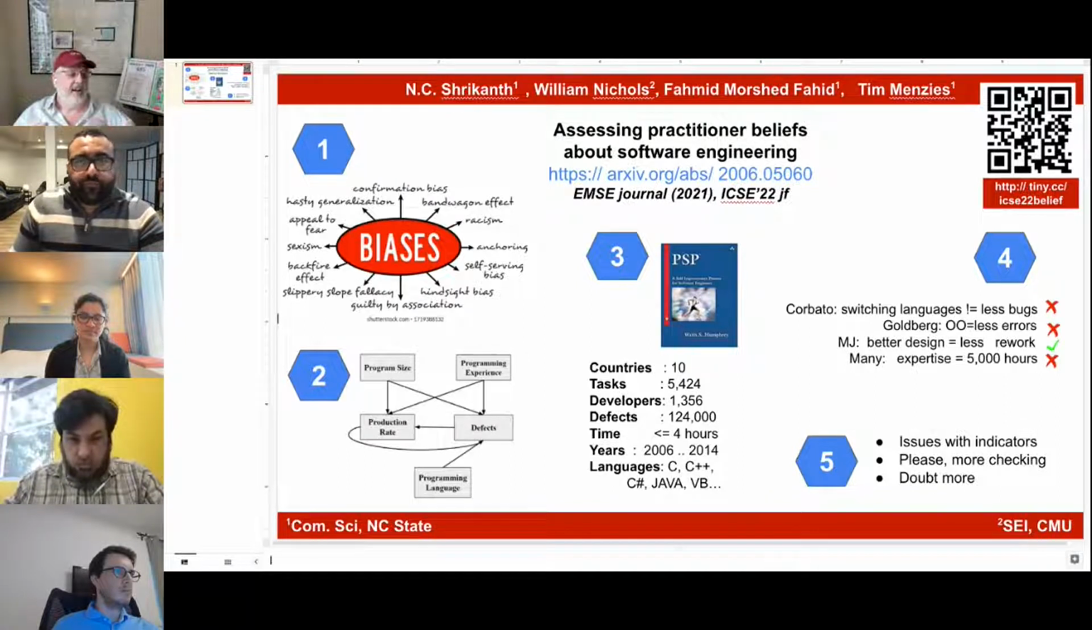And these beliefs are important. They're used for how we design teams and software, how we teach software engineering. And we really need to check this stuff more.